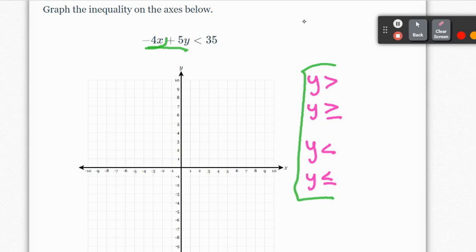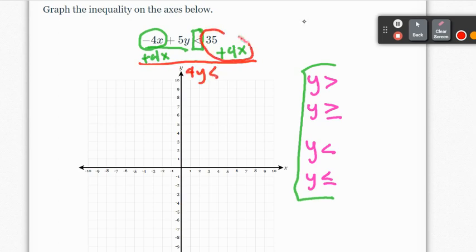I take this -4x and add it to the other side. So I can treat this less than symbol to be just like an equal sign as far as it plays with my equation solving. So I go ahead and make this 4y is less than, and make sure that you put the 4x before the 35 to put it in mx plus b form. So plus 4x plus 35. And now I want to finish by dividing by 4.